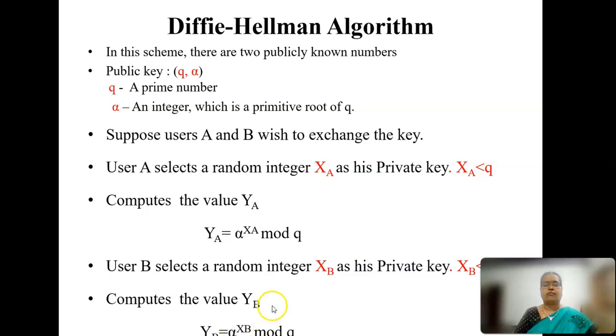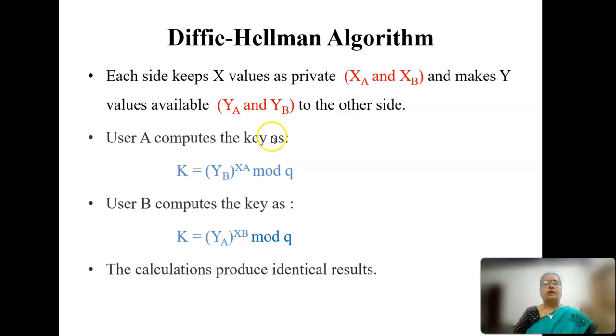XB is the secret key of B. Now, person A will share the key YA to B, and B will share the value YB to A. Each side keeps its X value, that is XA and XB, as secret, and shares the values YA and YB to the other side.